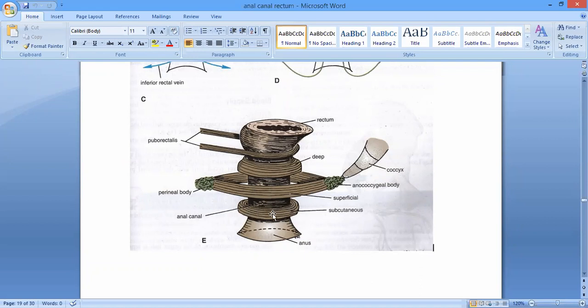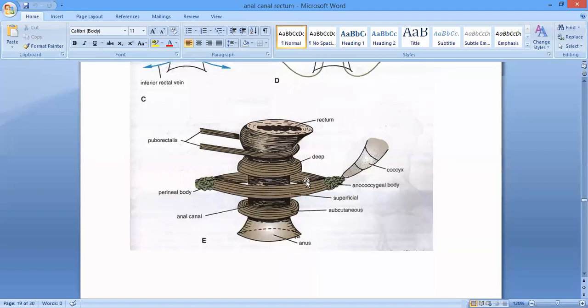And this subcutaneous part, I told you, is going to enclose the lower end of the anal canal. And it has no bony attachment. It is just circular muscle fibers present around the lower end of the anal canal, right? Okay. The second one is called the superficial part, right?